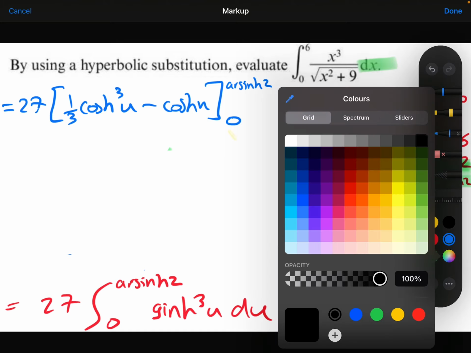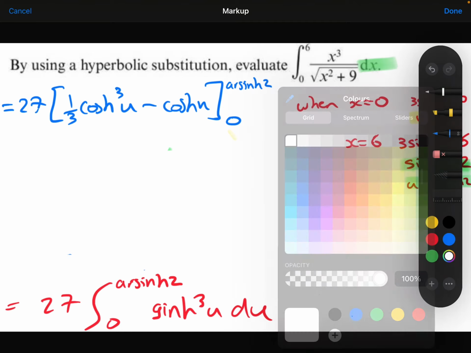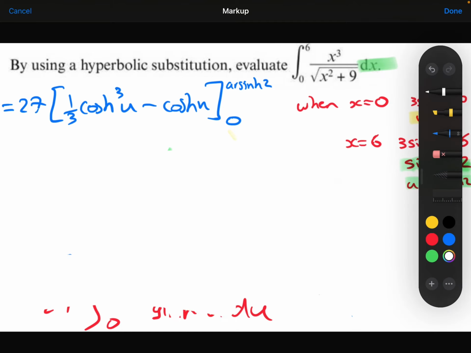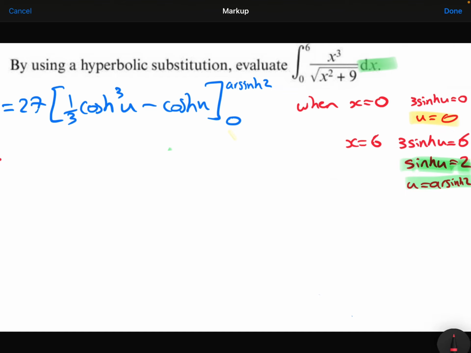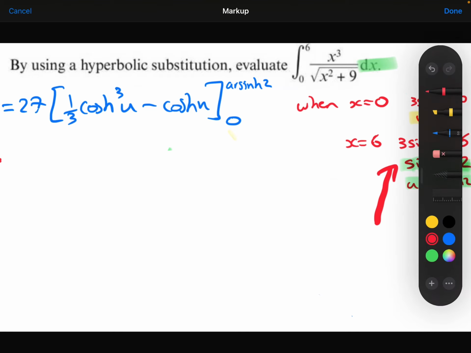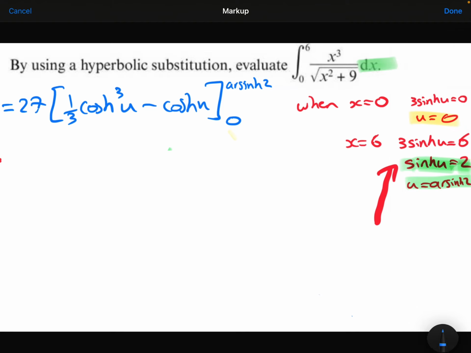Now we just need to substitute our limits in. Now, substituting the r sinh 2 into this could be a bit awkward. This is the reason why I kept sinh u equal to 2 there. Because if sinh u equals 2, then remember that cosh, oh, too big.